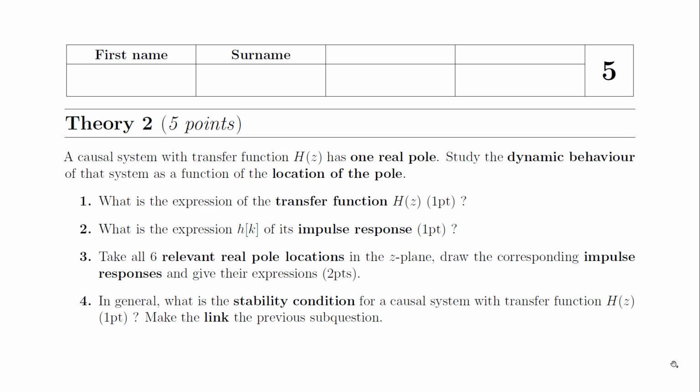So the first sub-question is, what is the expression of the transfer function h of z if you know that it has one real pole? And then what is the expression of the associated impulse response? Then you have to take 6 relevant real pole locations and draw the corresponding impulse responses and give their expressions. Then you have to give the stability condition and make the link with our particular system that has a transfer function with one real pole.